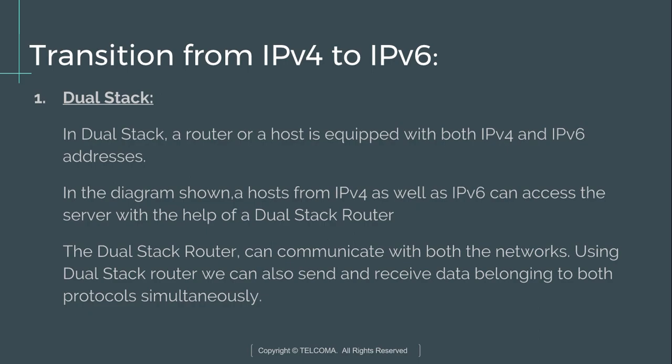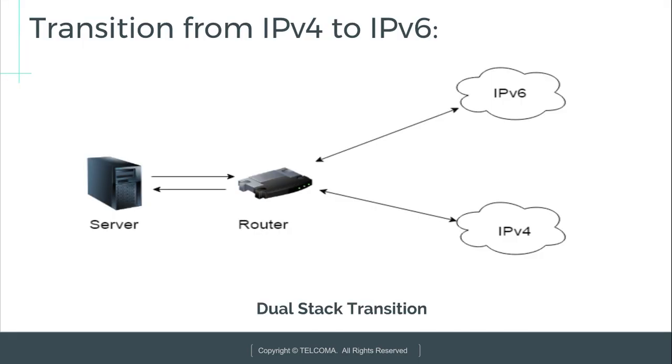Using dual stack routers, we can also send and receive data belonging to both protocols simultaneously. It means the router we equipped in the network knows both the protocols, IPv4 and IPv6 addresses. The diagram shows that the network containing IPv6 devices and IPv4 devices are communicating and accessing the server by using the same router. The router connecting these networks is equipped with both the IPv4 address as well as the IPv6 address, so the router knows both protocols.